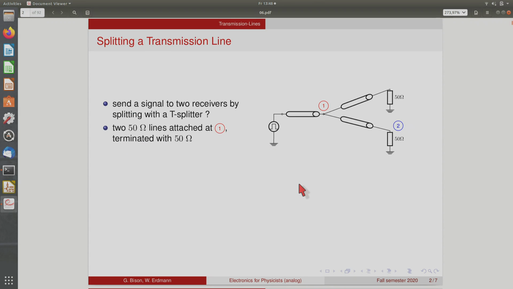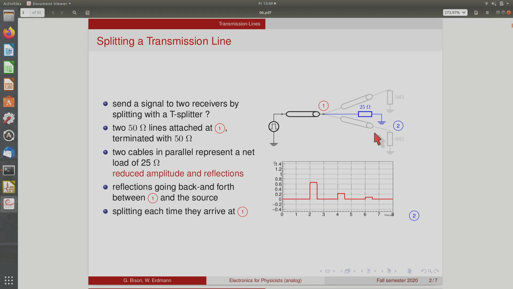Okay. The thing we didn't get to last time was how to split a transmission line. Sometimes you want to send a signal from one transmitter to two receivers. And it's tempting to simply split the line into two lines at some point and terminate those properly. The problem is that this will not work, because these two cables in parallel will look like two 50 ohm resistors in parallel, so in total like a 25 ohm resistor.